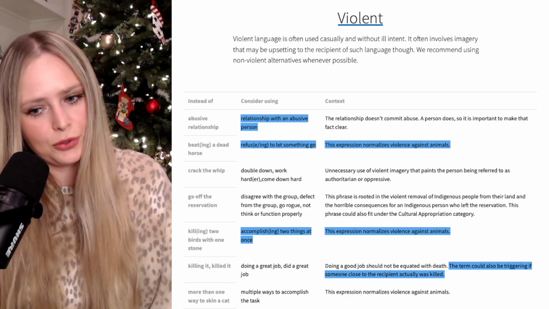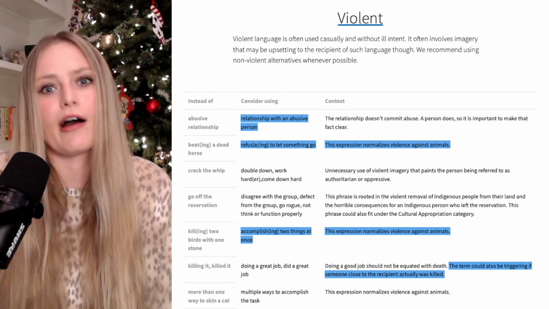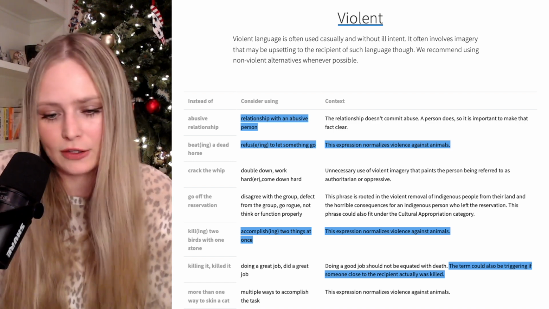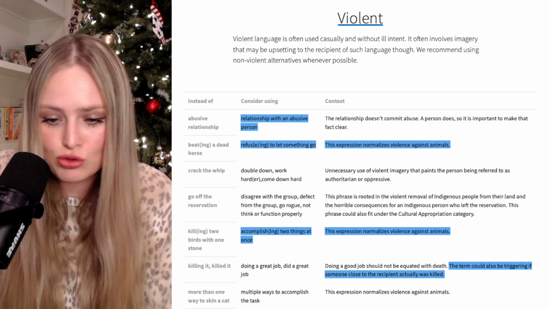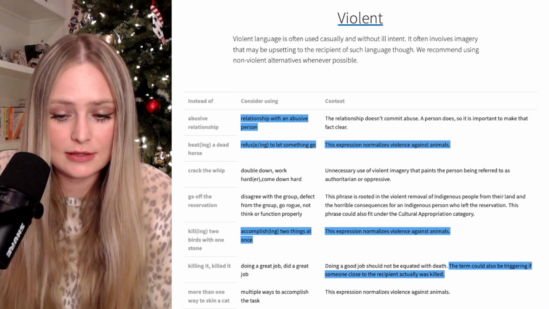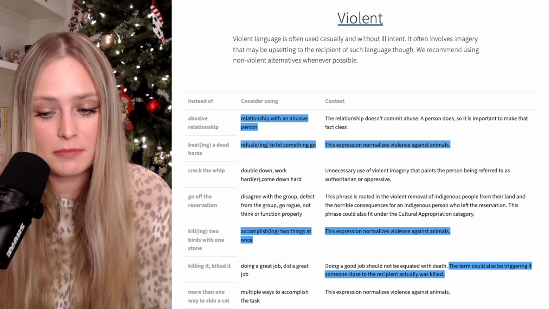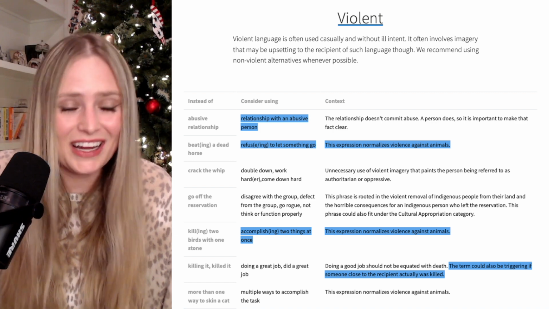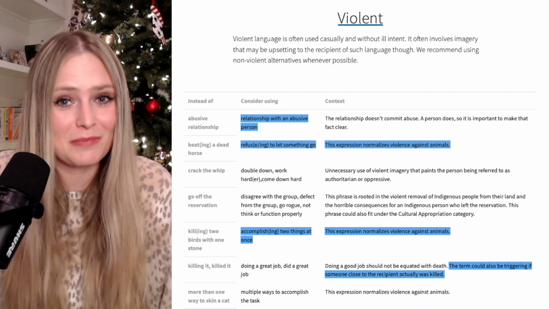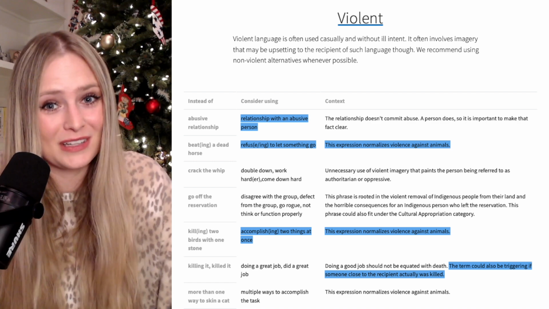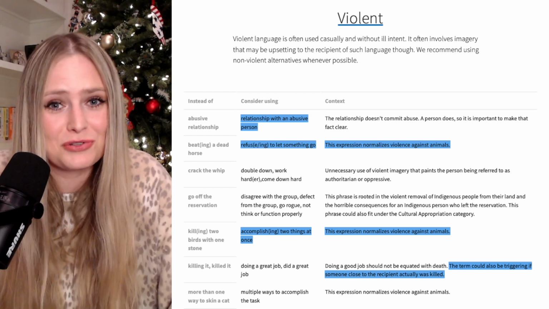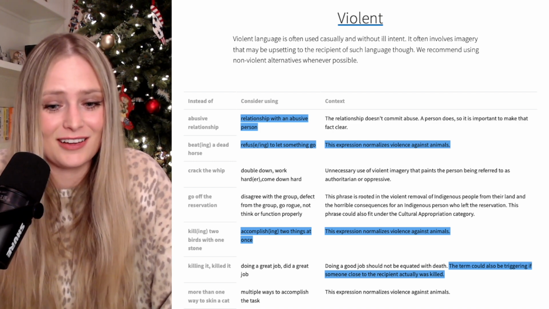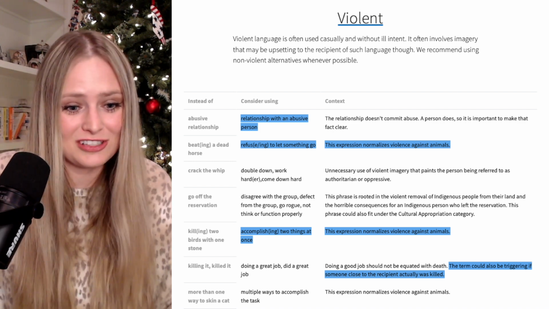So we get into a lot of this violent category. Abusive relationship. Nope, they don't like that word. They want you to say relationship with an abusive person. They say the relationship doesn't commit abuse, a person does, so it is important to make that fact clear. I don't know. I think abusive relationship is actually a better term. In certain cases, it's an overall abusive relationship of two parties, not just one person. It could be both people. So it's like abusive relationship with two people, abusive relationship with one victim.